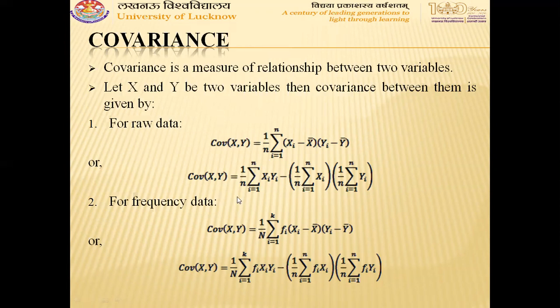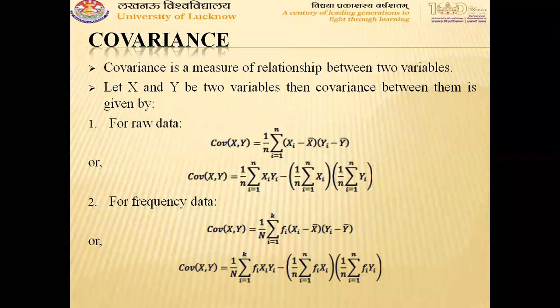The formula can also be written in this manner: covariance(x, y) = 1/n Σ (i goes 1 to n) xi yi − (1/n Σ xi)(1/n Σ yi). The calculation with the second formula is much easier as compared to the first one.